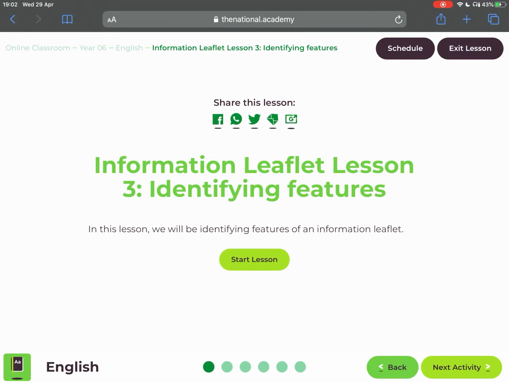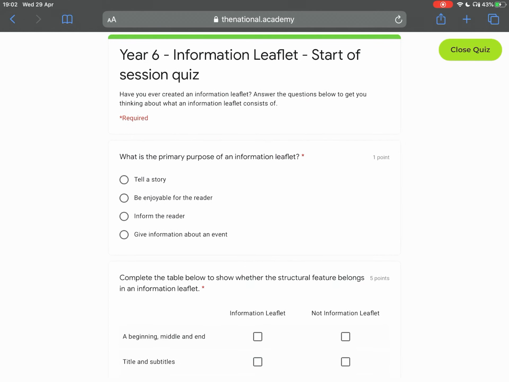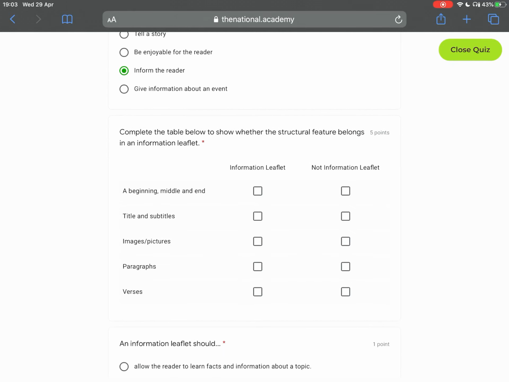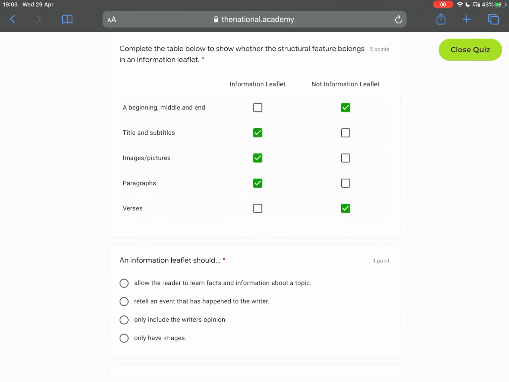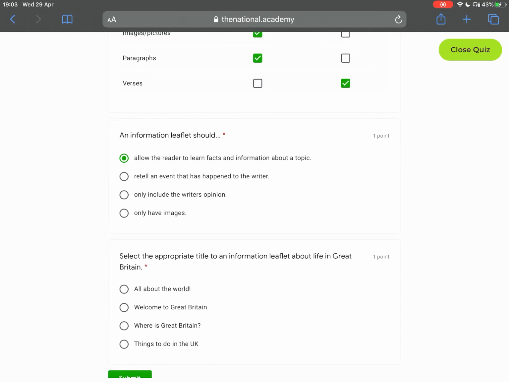What you're doing here is identifying features of an information leaflet. When you start the lesson, first you're going to do your introductory quiz. What is the primary purpose of an information leaflet? This should be to inform the reader. Then complete the table below to show whether the structural feature belongs in an information leaflet. So here you should go: not information leaflet, information leaflet, information leaflet, information leaflet, not information leaflet. Then it goes, an information leaflet should allow the reader to learn facts and information about a topic.